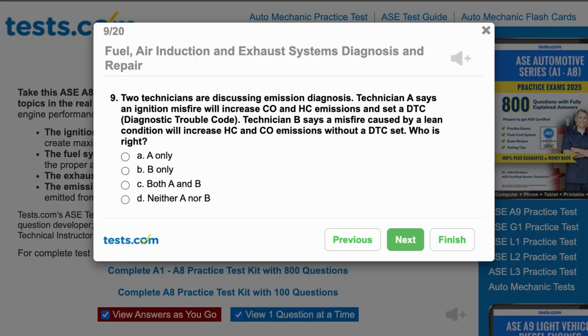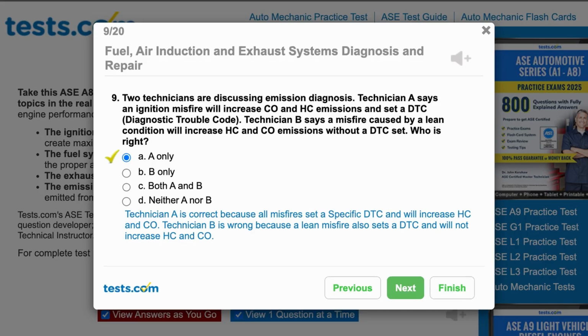Fuel, air induction, and exhaust systems diagnosis and repair. Question 9. Two technicians are discussing emission diagnosis. Technician A says an ignition misfire will increase CO and HC emissions and set a DTC, diagnostic trouble code. Technician B says a misfire caused by a lean condition will increase HC and CO emissions without a DTC set. Who is right? A. A only. B. B only. C. Both A and B. D. Neither A nor B.